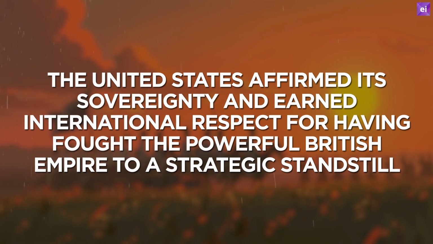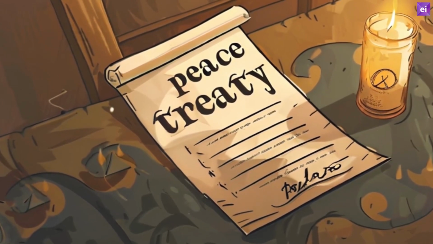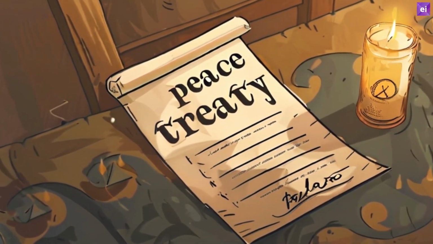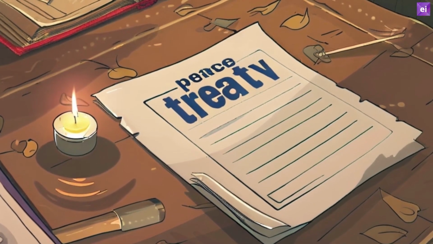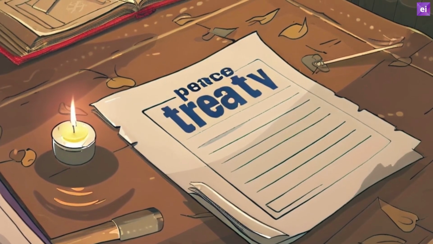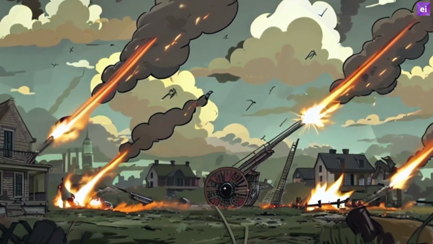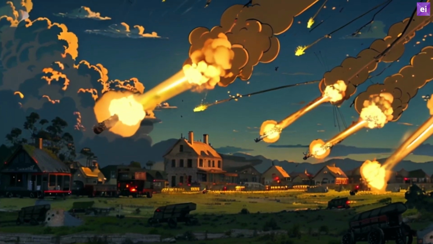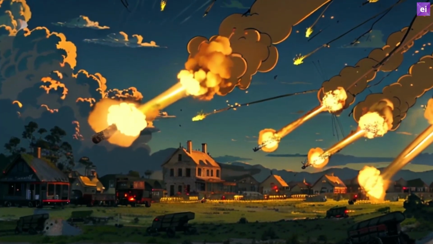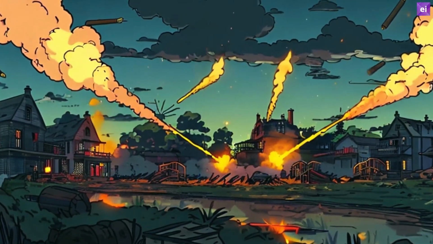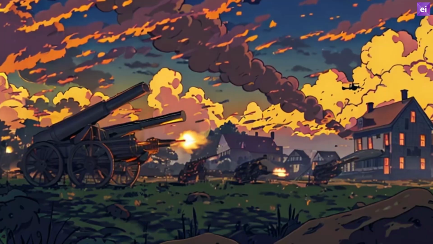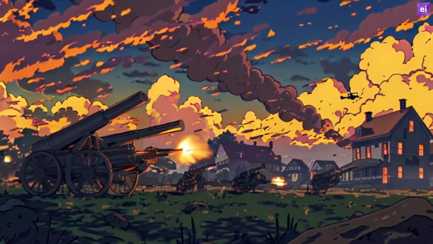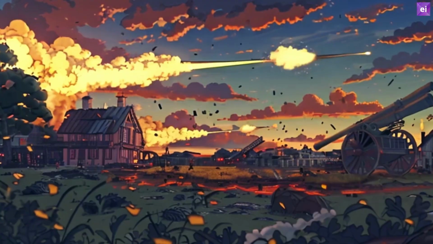However, the United States affirmed its sovereignty and earned international respect for having fought the powerful British Empire to a strategic standstill. Due to slow communication, word of the treaty's signing was delayed in reaching North America. Consequently, several land battles, including the Battle of New Orleans in January, occurred after the treaty had been signed. The war's final naval engagement, the capture of a British merchant vessel by the USS Peacock off Java, took place as late as June 30th.